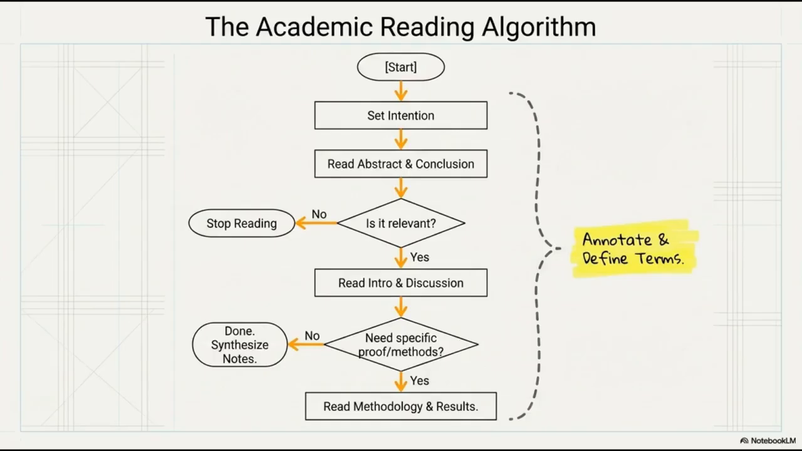So to sum up, here's a flowchart to guide your academic reading. Begin by setting your intention, then read your abstract and conclusion. If they're relevant, you're going to keep reading. If not, it's time to move on to a different article. If you're going to keep reading, read the introduction and discussion. After that, if you don't need specific proof or methods, you're done. Be sure that you're actively annotating as you're doing your reading and looking up terms as you need to.